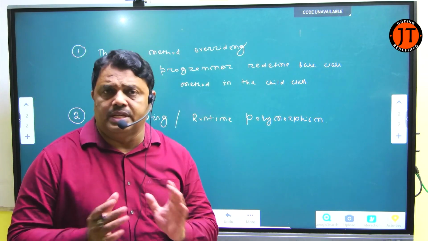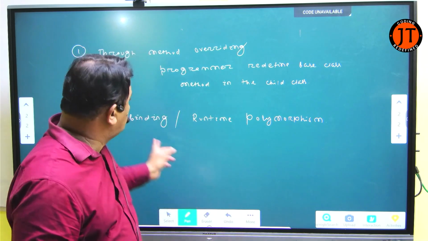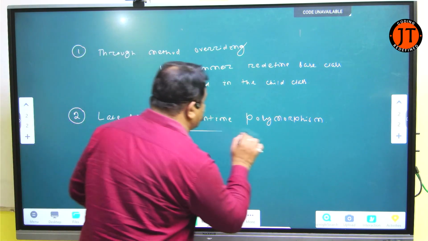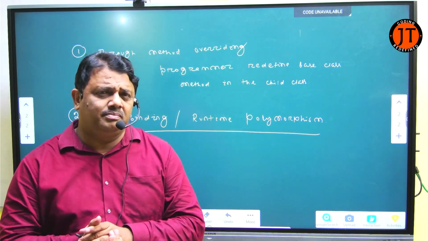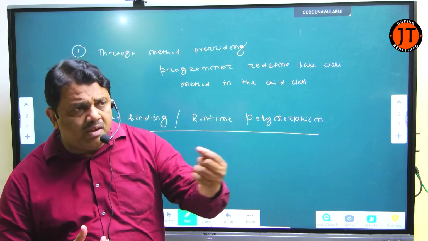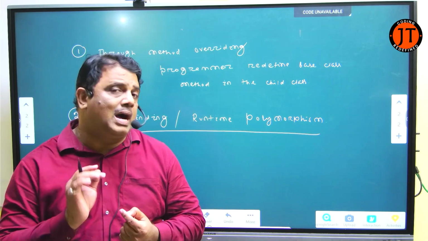But my question is, what is late binding and what is runtime polymorphism? In Java, you know that whenever we call a method, the compiler binds the method.